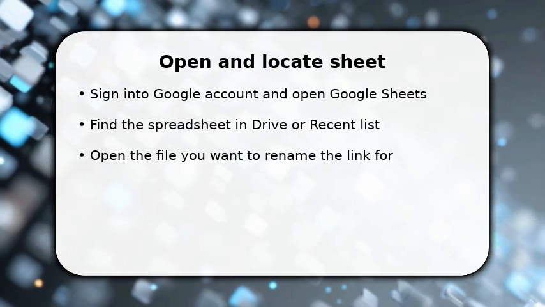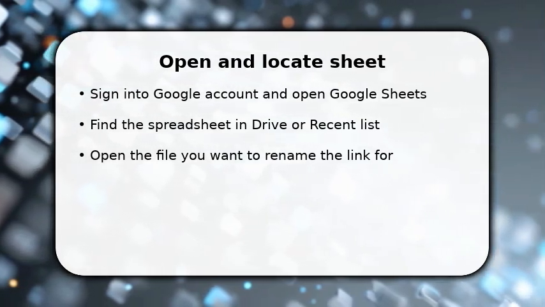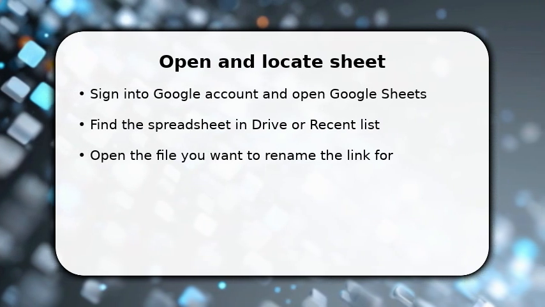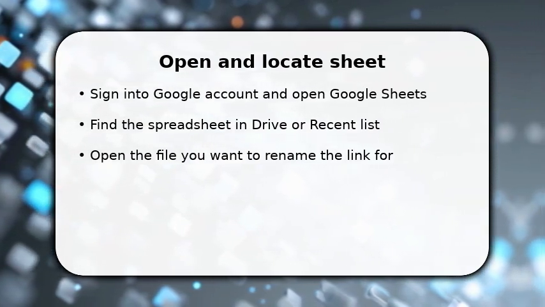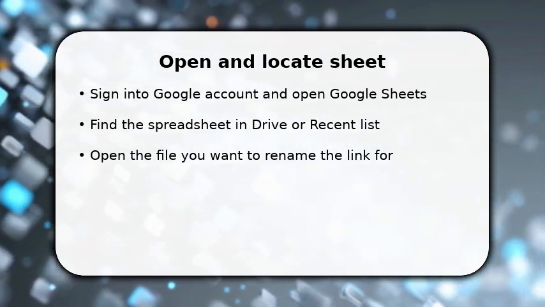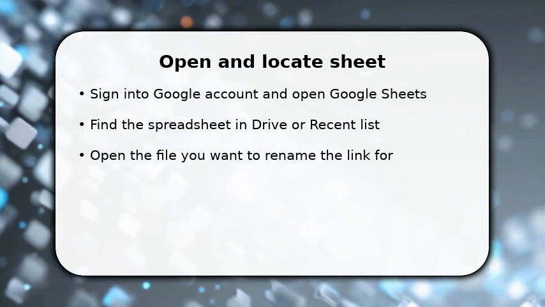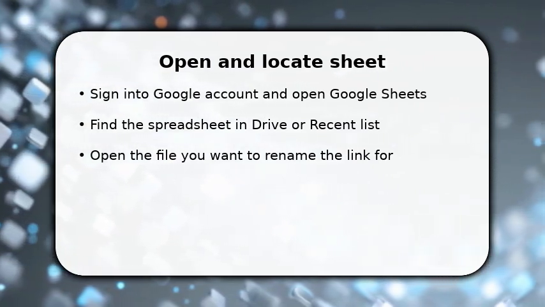Enjoy the video. You start by opening Google Sheets and loading the spreadsheet you want to change. Once the sheet is open, make sure you have editor access. Without it, you cannot change names or link titles. Next, click the file name at the top left to open the Rename field.